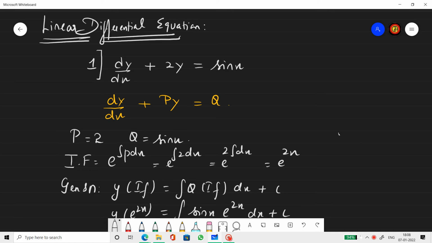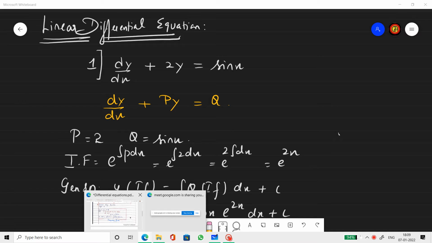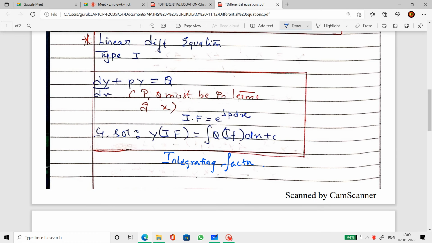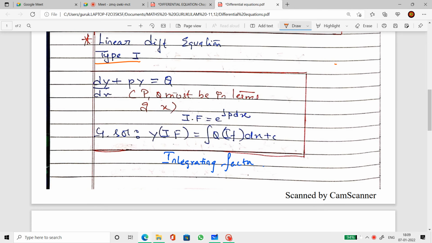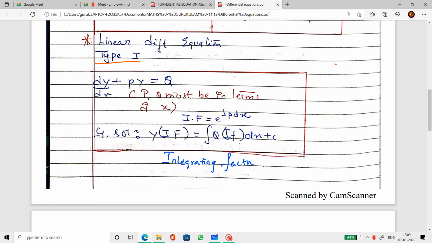Good evening, everyone. Today we're going to start differential equations, which is the third method under the chapter differential equation. This is linear differential equation. Under linear differential equation, we have two types. First, type 1: dy by dx plus py equals q.